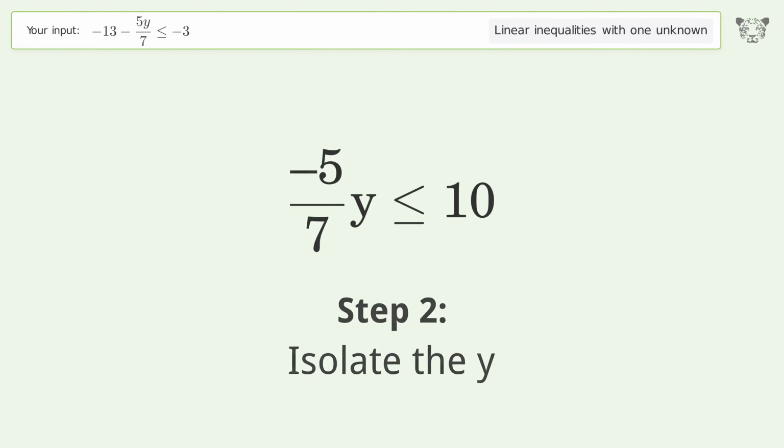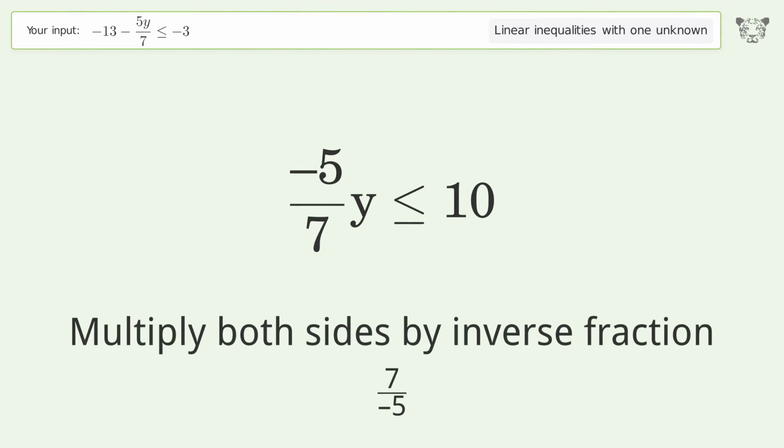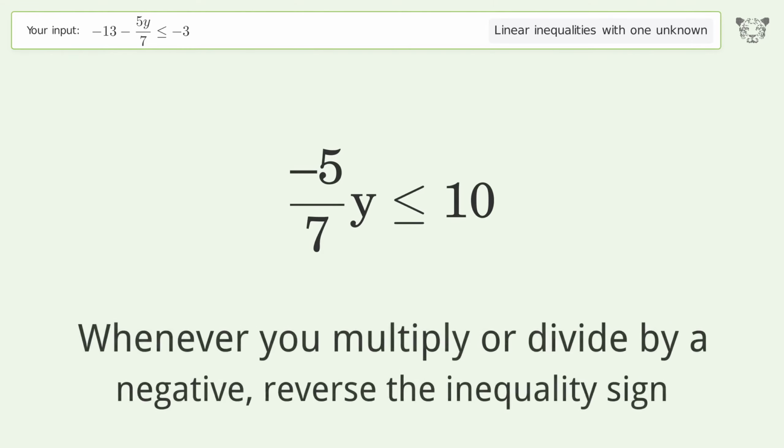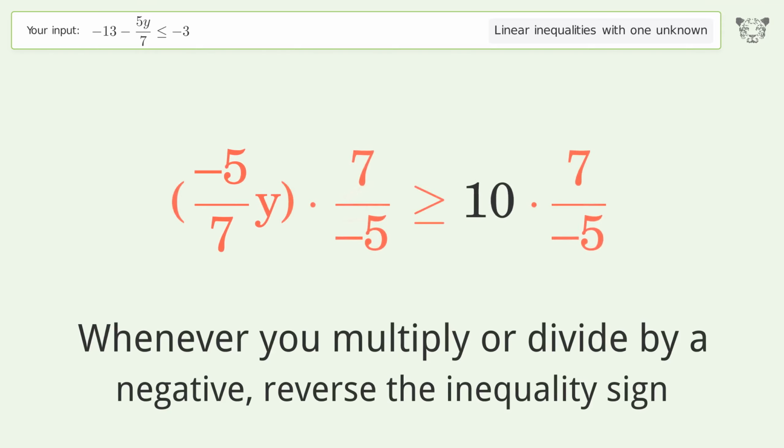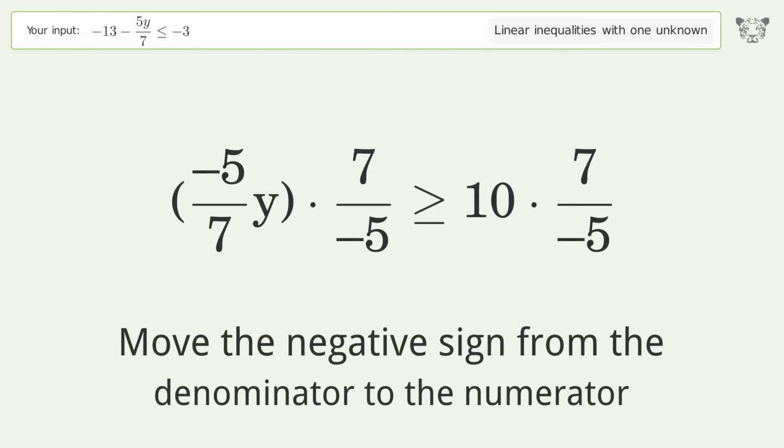Isolate the y. Multiply both sides by inverse fraction 7 over -5. Whenever you multiply or divide by a negative, reverse the inequality sign. Move the negative sign from the denominator to the numerator.